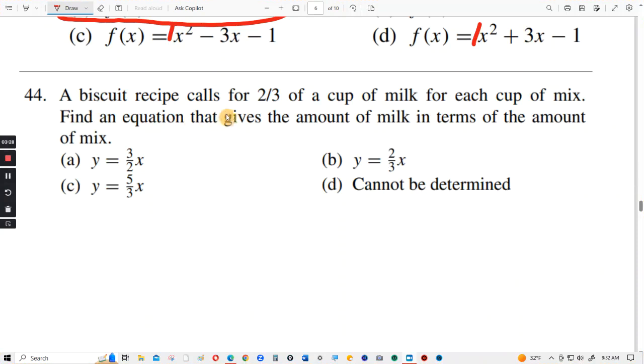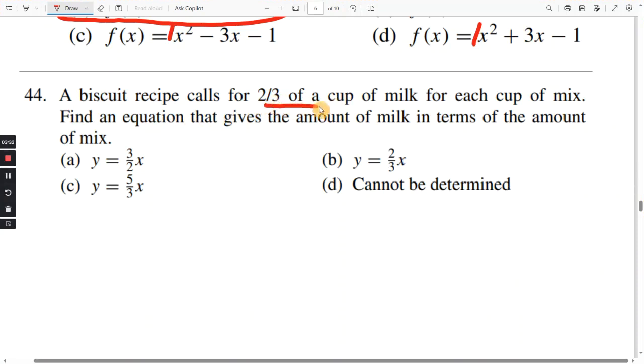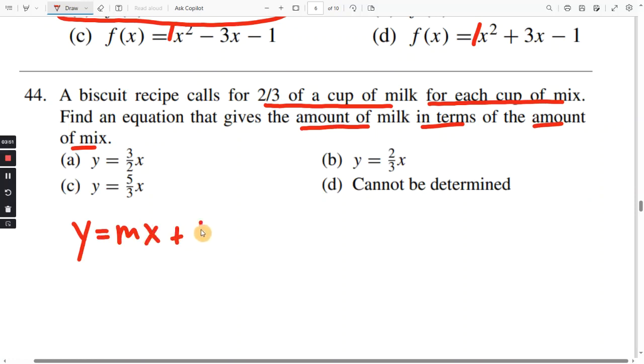Number 44. A biscuit recipe calls for 2/3 of a cup of milk for each cup of mix. Find an equation that gives the amount of milk in terms of amount of mix. Okay, we can see the answers are linear equations. Y equals mx plus b. And when you write y equals mx plus b, you are writing y in terms of x.